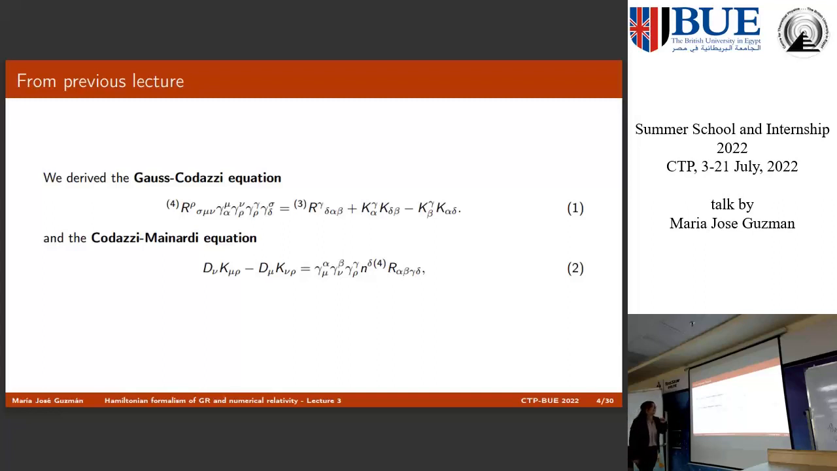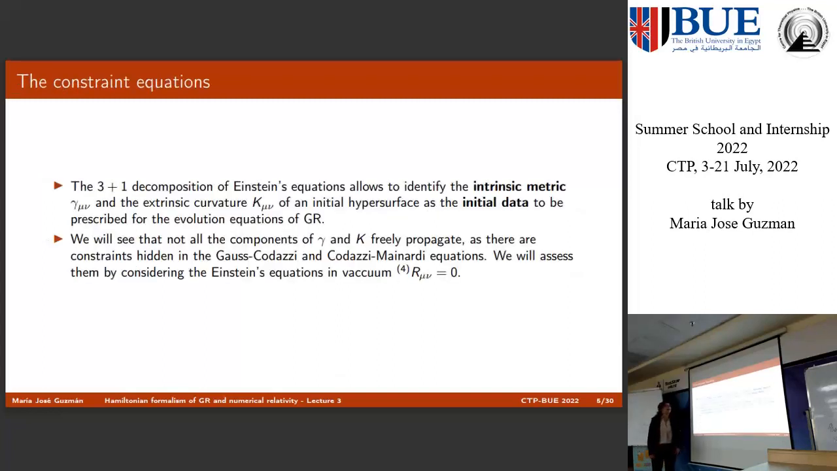I just showed some mathematical relations for the 4-dimensional and 3-dimensional Ricci and Riemann tensors related with the curvature, with the static curvature. These are called the Gauss-Codazzi equations and the Codazzi-Mainardi equation. They have names after mathematicians because they are very mathematical, but we can use them in general relativity because general relativity is a highly mathematical theory. So far we have identified an intrinsic metric and its extrinsic curvature.